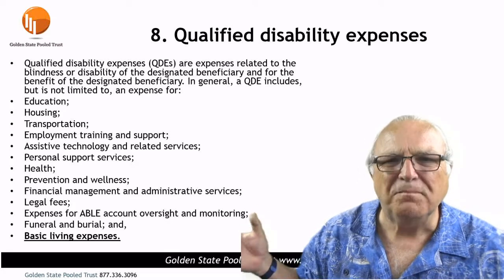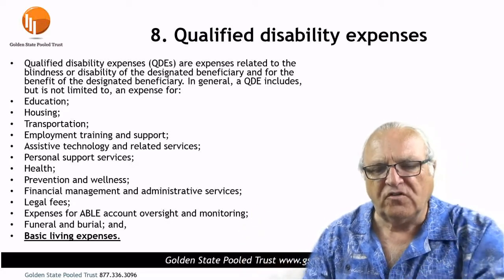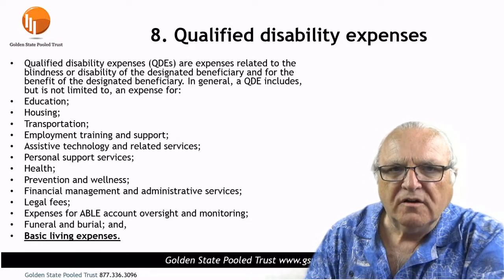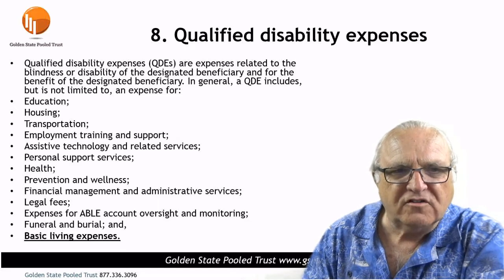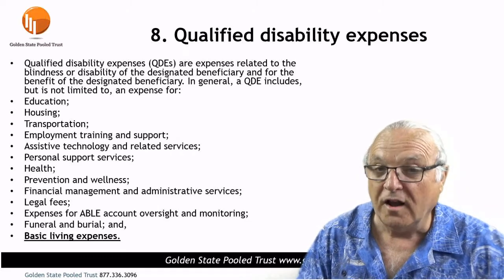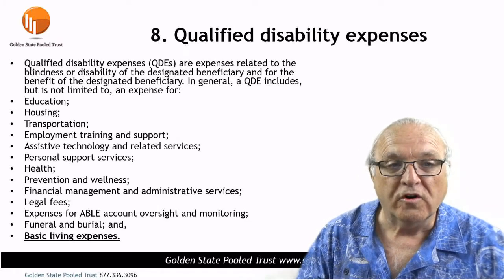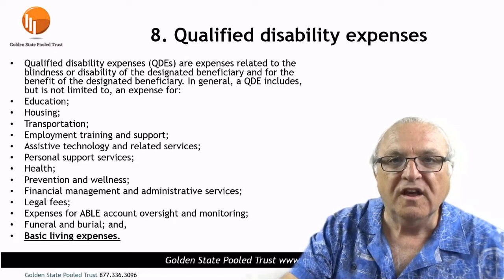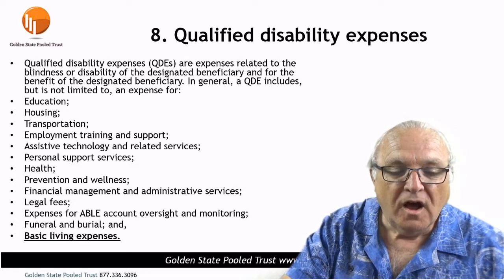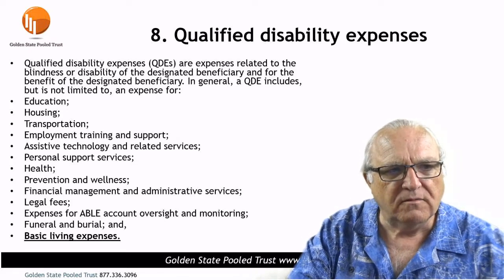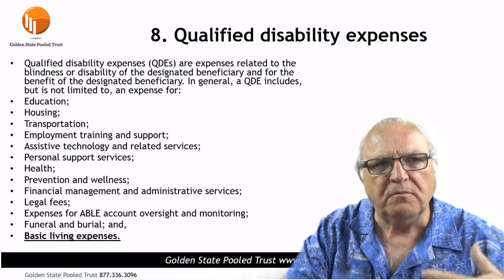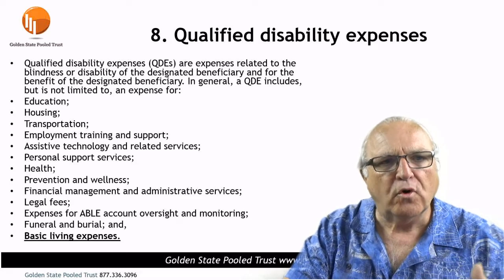Now, what isn't a basic living expense? And a lot of folks that are dealing with ABLE accounts, the only thing that we can seem to agree on is gambling is not a basic living expense, nor is making a gift to someone else here. So really, that has made what this could be used for a lot broader.